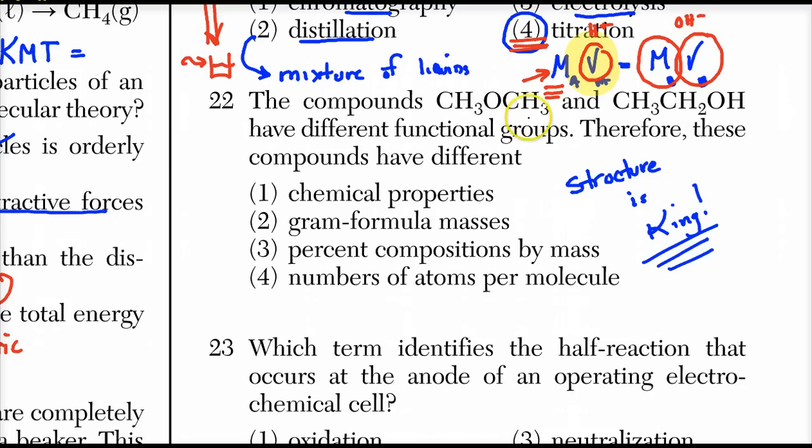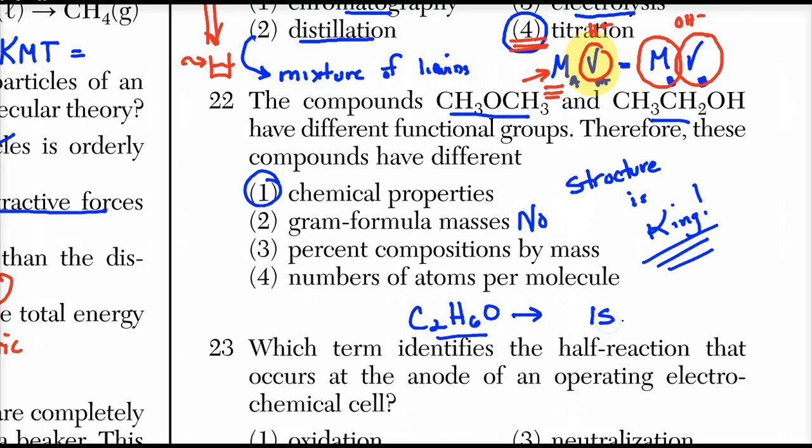So you have a different structure, different physical and chemical properties. Therefore, these compounds have different chemical properties. Absolutely. Gram formula masses, that'd be a no, because if you notice, they have the same number of carbons. These are both C2H6O. They both have the same molecular formulas, but different structural formulas. These guys are called isomers.